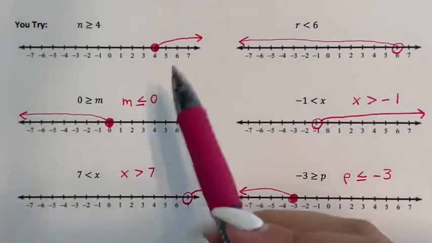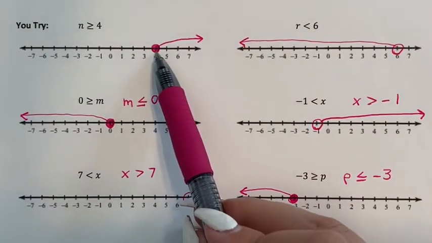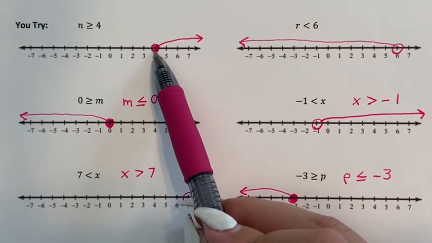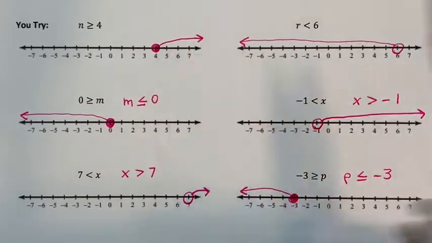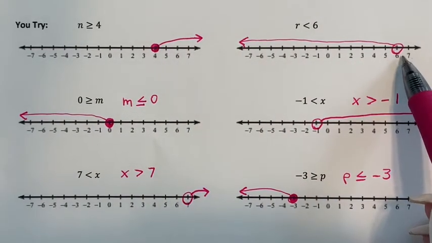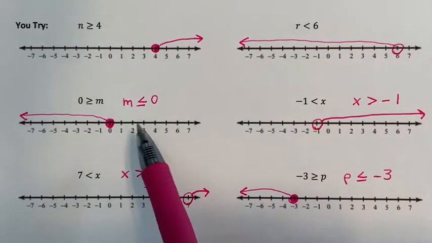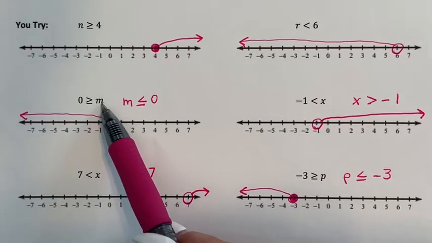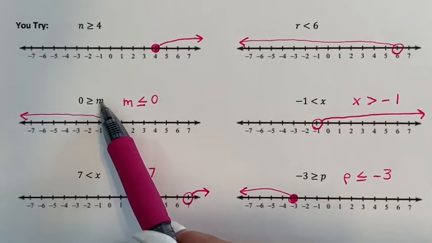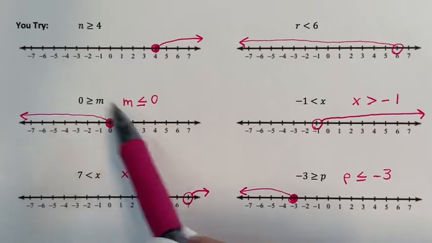See how you did. On the first you try, you should have a closed circle at 4, shaded to the right. Second you try, you should have an open circle at 6, shaded to the left. When you get to you try 3, notice that the variable is on the right-hand side, so you have to read it from the variable. It reads m is less than or equal to 0.